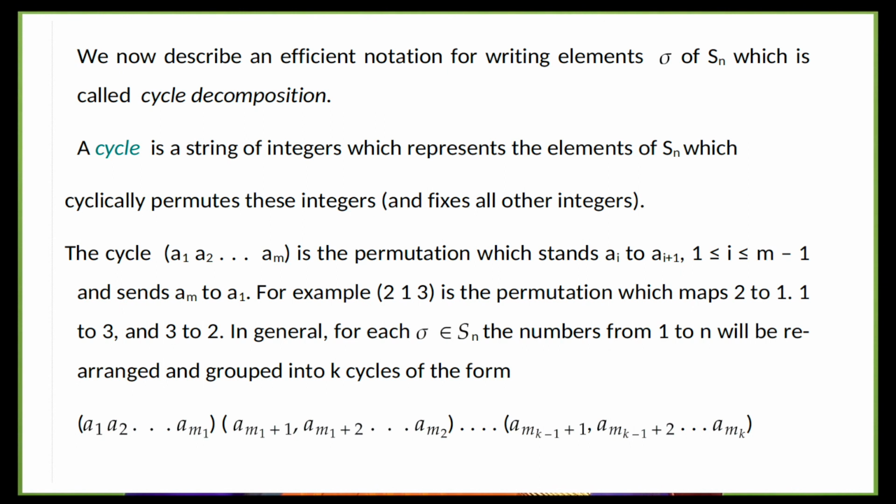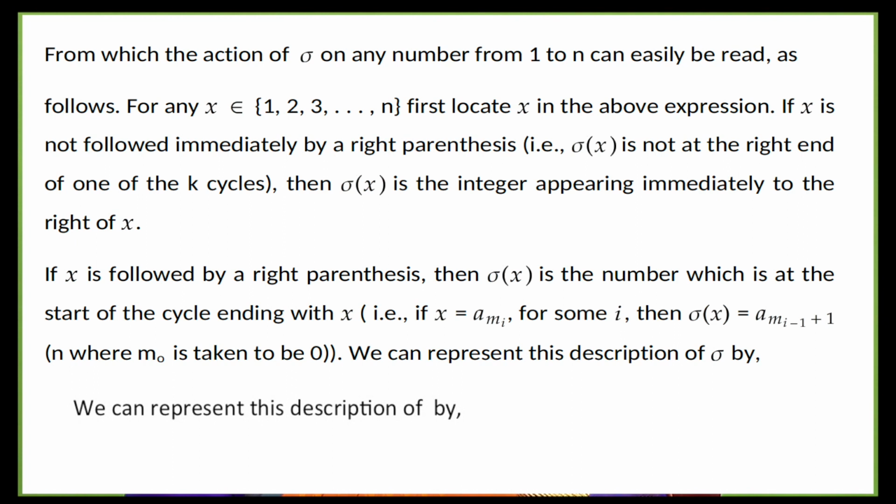In general, for each sigma element of S of n, the numbers from 1 to n will be rearranged and grouped into k cycles of the form (a1, a2, up to a_m1)(a_m1+1, a_m1+2, up to a_m2) and up to (a_mk-1+1, a_mk-1+2, up to a_mk), from which the action of sigma on any number from 1 to n can easily be read as follows.